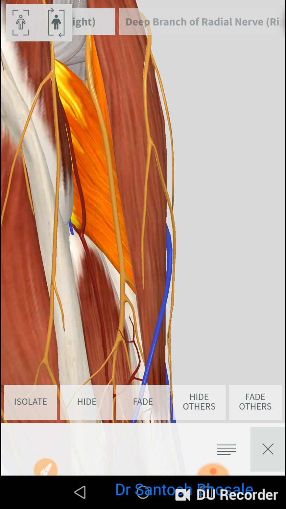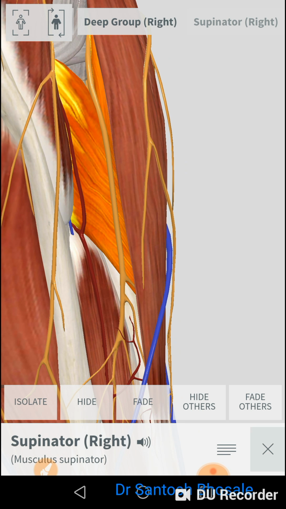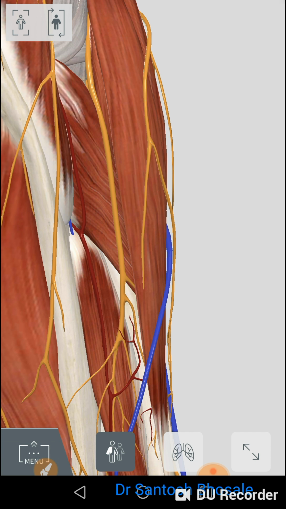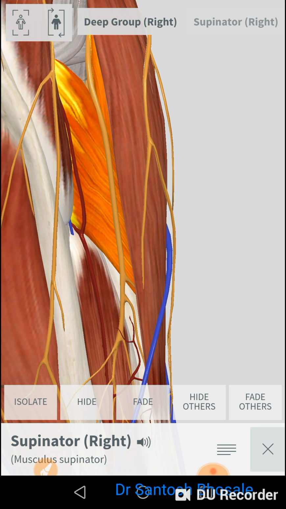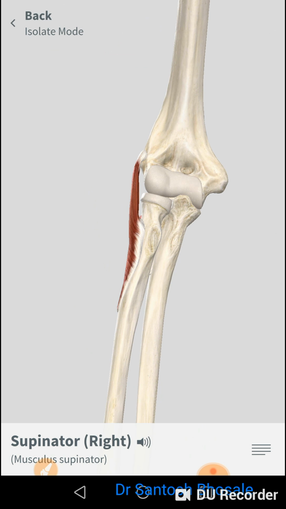Here you are seeing the supinator muscle. It takes origin from the lateral epicondyle, lateral ligament of elbow joint, and also some part of annular ligament and supinator crest of ulna from the triangular area in front of it, and it inserts into the upper 1/3 of the posterior, lateral and anterior surface of radius. As the name suggests, it helps in supination of the forearm at superior and inferior radio-ulnar joint.